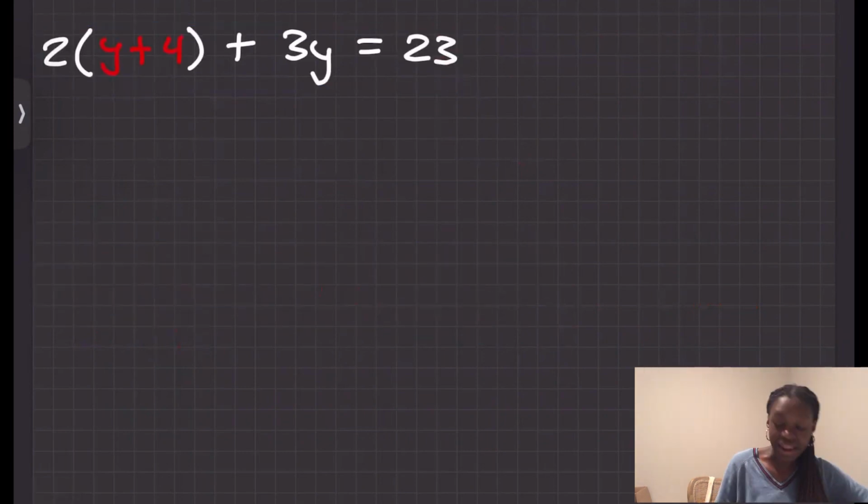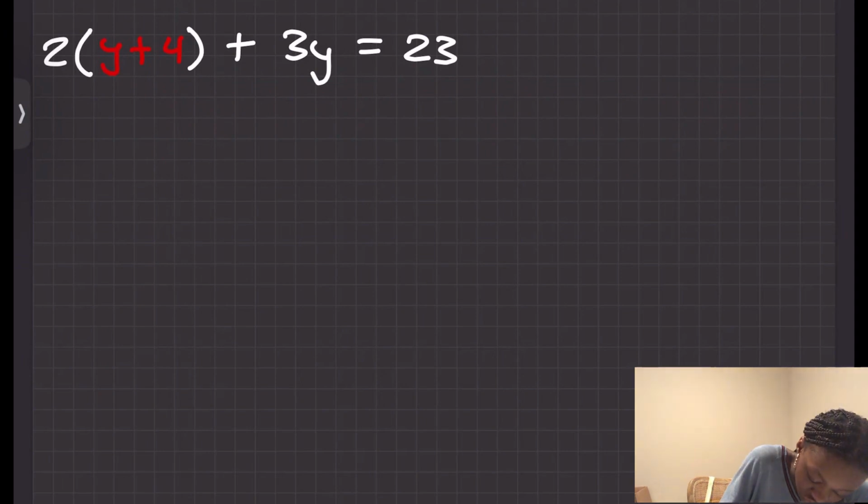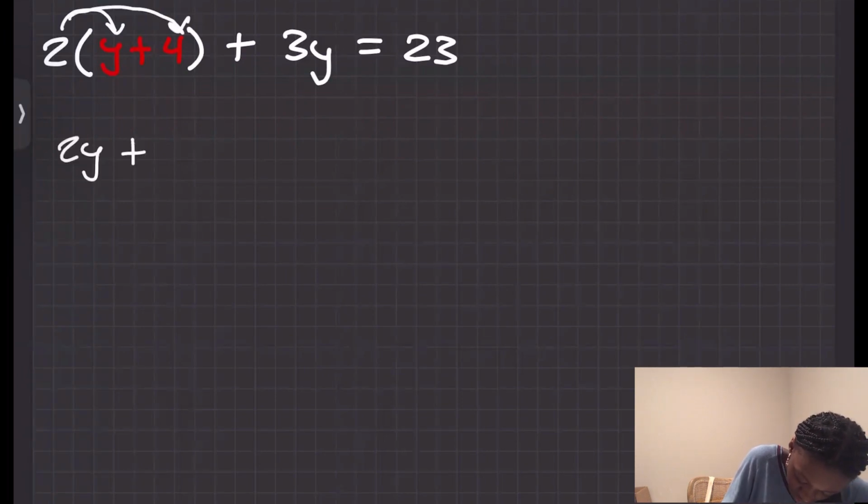Okay, now, when we're solving equations like this, this is an algebra equation. If you're watching this, you're probably familiar with most common algebraic rules. So I'm just going to solve this out loud and have you follow along. I'm going to distribute the 2 to the y and then also distribute to the 4, like so. So 2 times y is 2y, plus 2 times 4, which is 8, plus 3y is equal to 23.